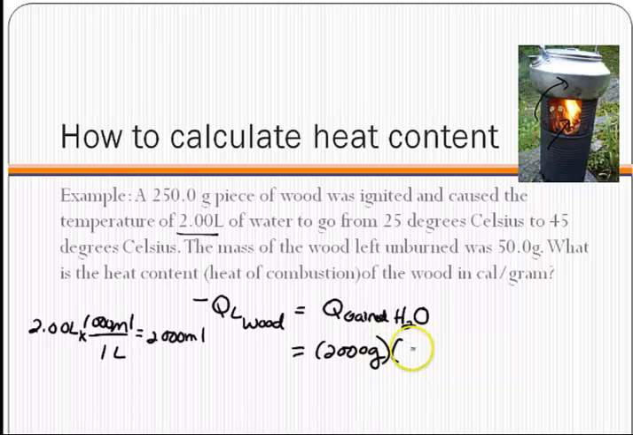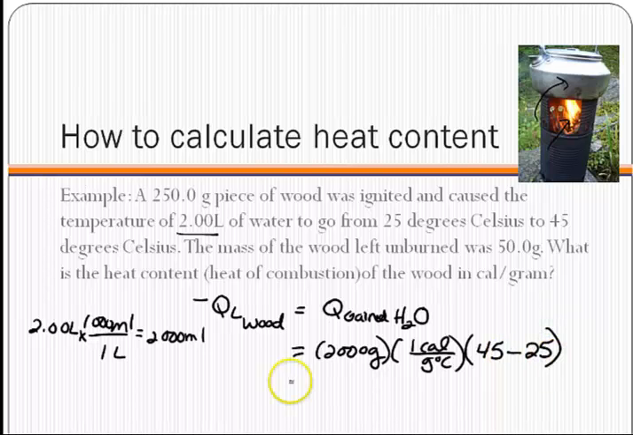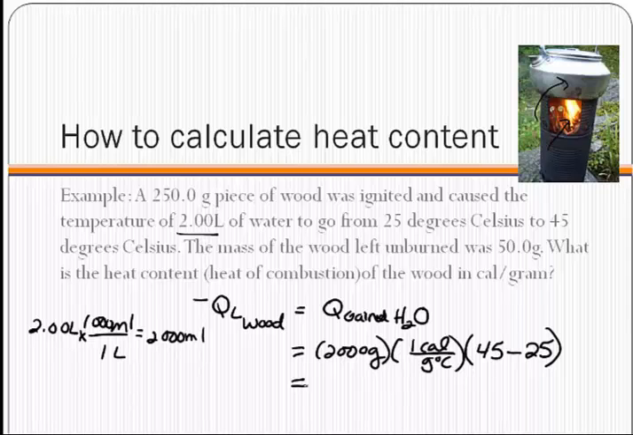The specific heat of water, we could just say, is 1 calorie per gram degree Celsius. And we know that the change in temperature was 45, which is our final, minus the initial, which is 25. And so now we're going to go ahead and calculate that. So let's do that right now. It should be a positive number because it's energy gained, so 2,000, and then we're going to take 45 minus 25. And so we get 40,000.